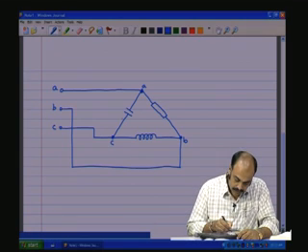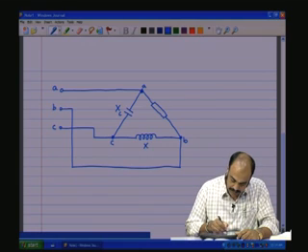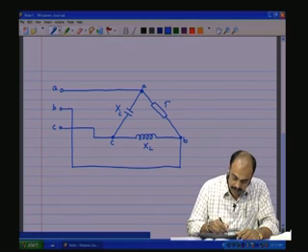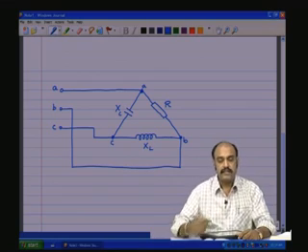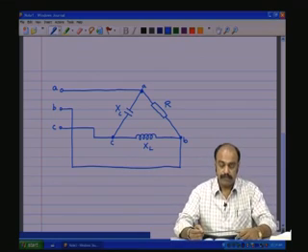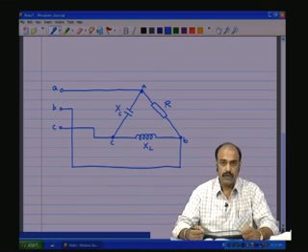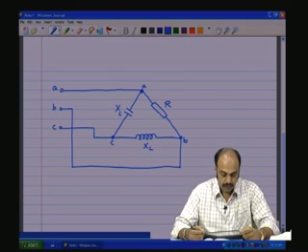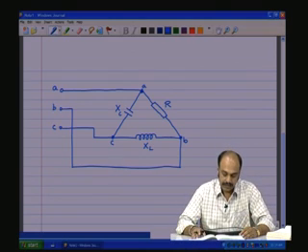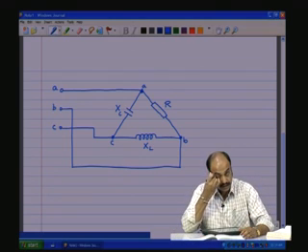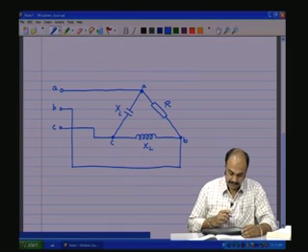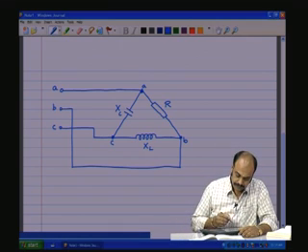You have XC, XL, and R. Each phase is having totally different types of impedance, and the impedance values are not the same, and therefore, the load is an unbalanced load. So, under these conditions, what is expected to happen?